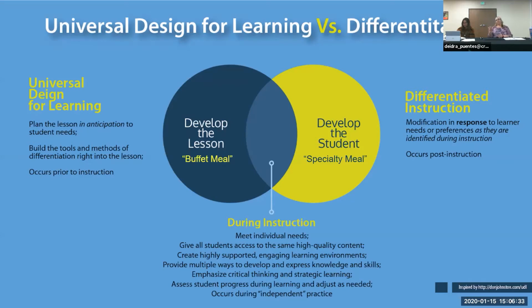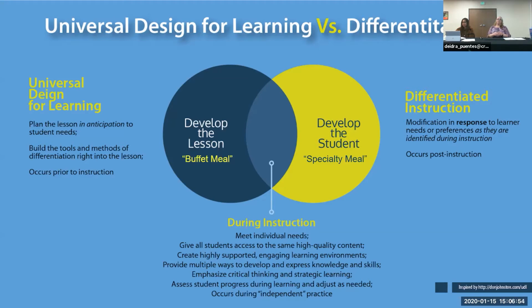And then his example for differentiated instruction is a specialty meal. You give the presentation, you do the lesson plan, and then you come back and you identify areas that need to be changed for specific students. And that usually occurs post-instruction.